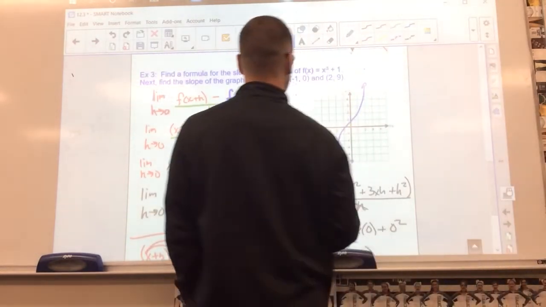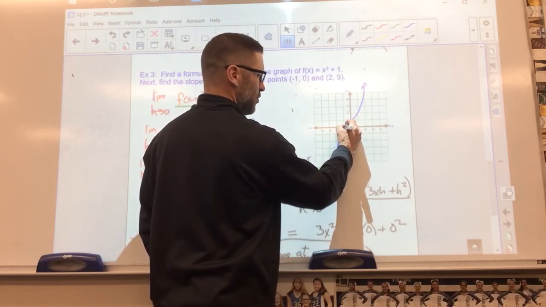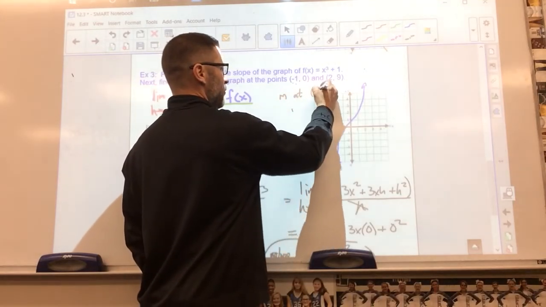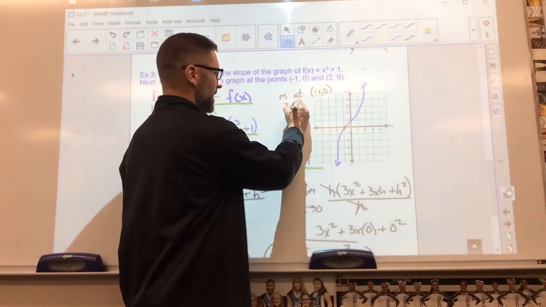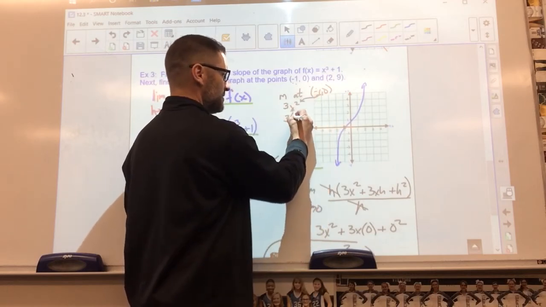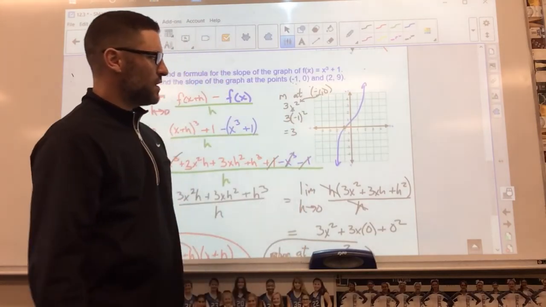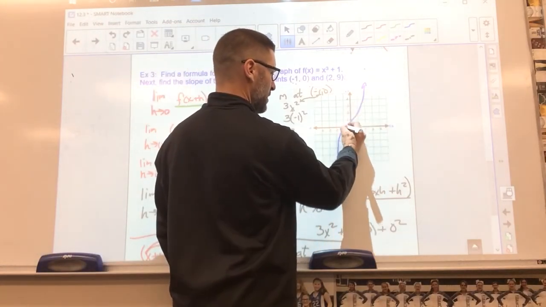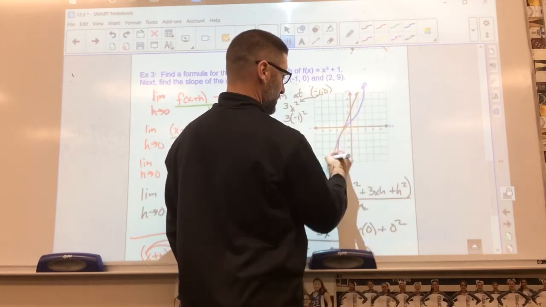It wants me to find the slope at the point negative 1, 0. So here I am at negative 1, 0. What would be the slope there? M at negative 1, 0 says take the x value and plug it into that derivative. Take 3x squared and plug in negative 1 for the x. So I take 3 times negative 1 squared. Well, that's 1 times 3, which is 3. So it should be up 3 and over 1: 1, 2, 3 and over 1. My graph's a little bit off, but it looks like that.